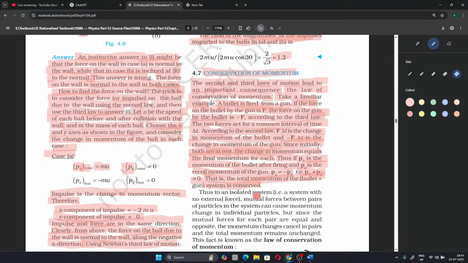This is just a statement here that says that the change in momentum for the gun and the bullet will remain equal and opposite. And through that, when we add them, the total momentum before firing the gun and after firing the gun will remain equal.